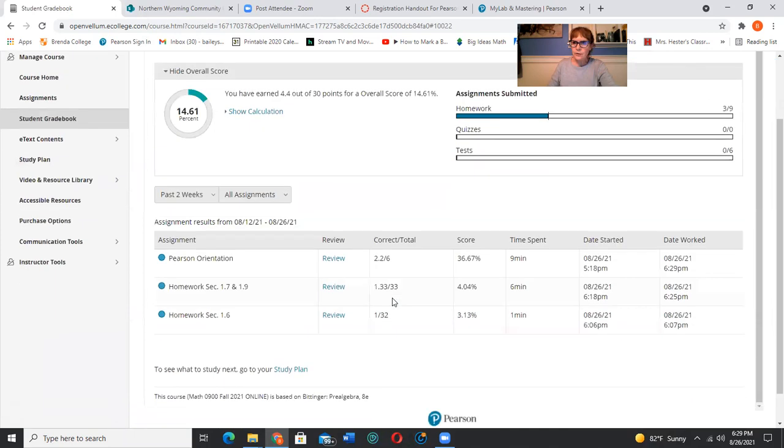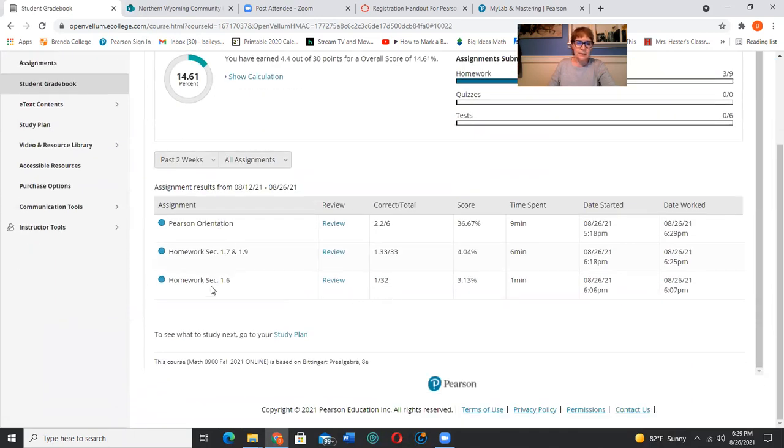And now on Student Gradebook, it has ones that we've worked on. And this is also helpful for other classes, when you're in another class, 14.61%. That's because I haven't finished them. But let's say you want to review for a test without changing your grade in your assignments. Well, you can go to Student Gradebook, go over here and you can press review.